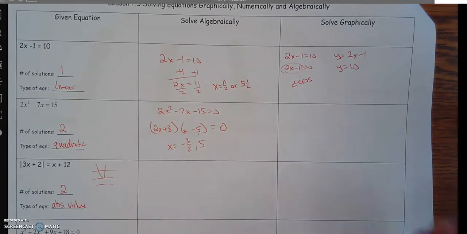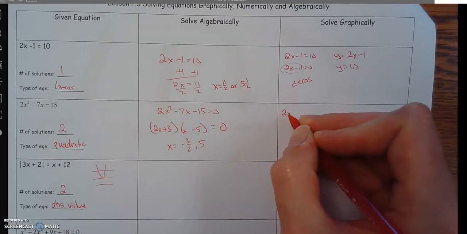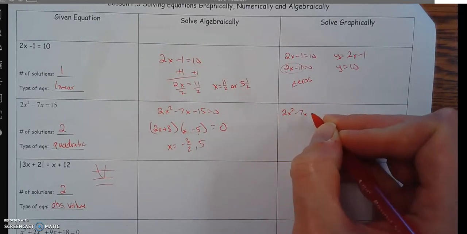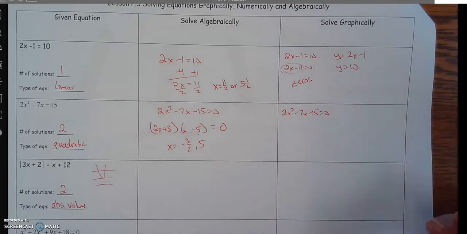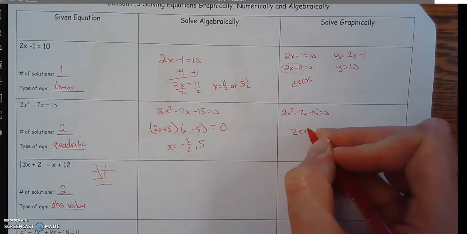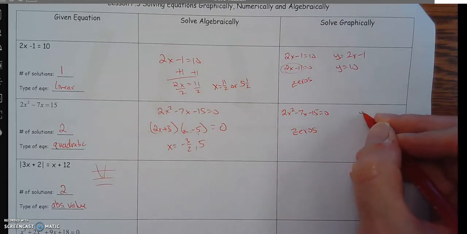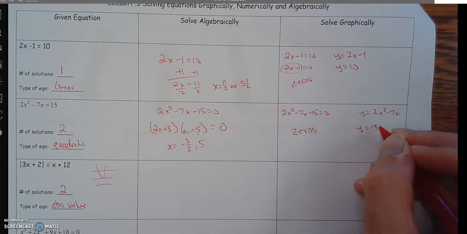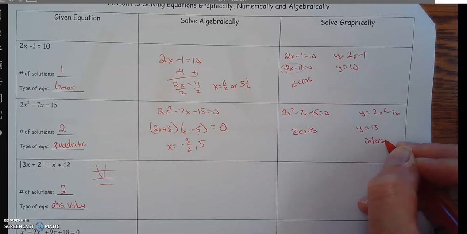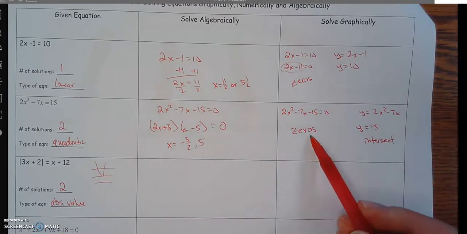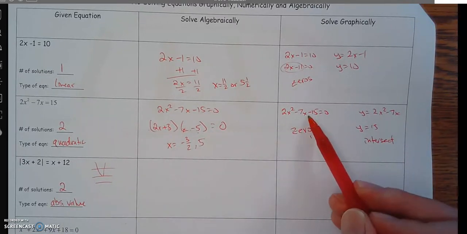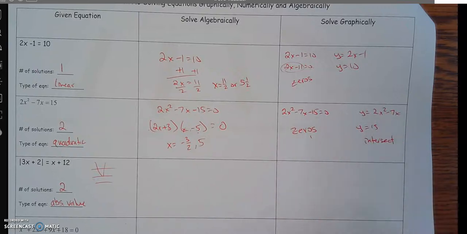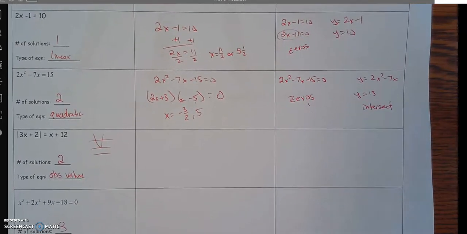Same idea. I could do 2x squared minus 7x minus 15 equals 0, and I could look for zeros. Or I could graph y equals 2x squared minus 7x, and I could do y equals 15 and do intersect. I think this way is faster because you're only typing one equation in. Here you got to type in two equations, wait for it to graph two different equations, and then do your intersect.